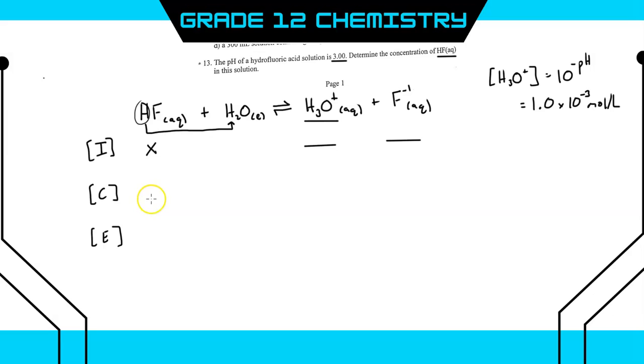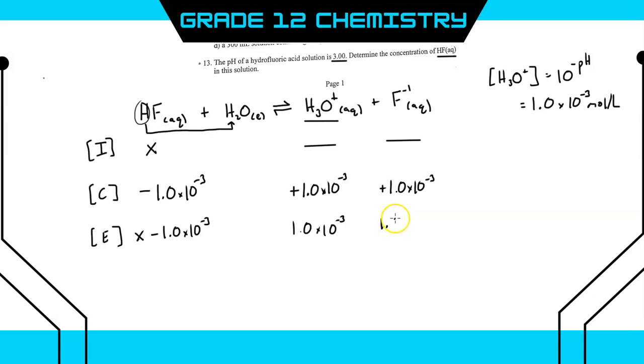Now the change is going to be, we gain 1.0 times 10 to the minus 3 moles per liter for both hydronium and fluoride, whereas hydrofluoric acid is going to lose that amount, since this is all a 1-to-1 ratio. So that's minus 1.0 times 10 to the minus 3. So our equilibrium concentration for this one is going to be X minus 1.0 times 10 to the minus 3, and these are all just 1.0 times 10 to the minus 3. I'm writing this number out a lot.